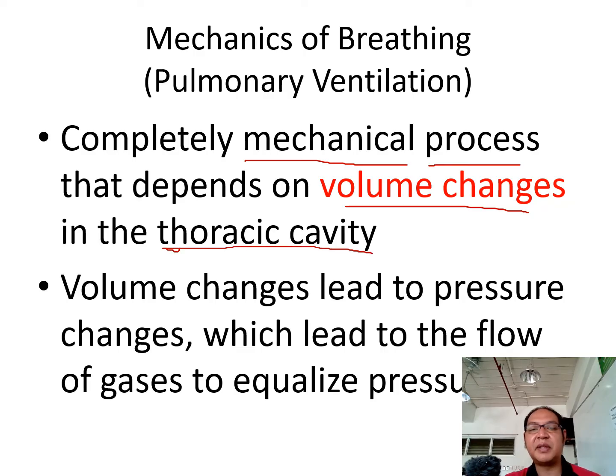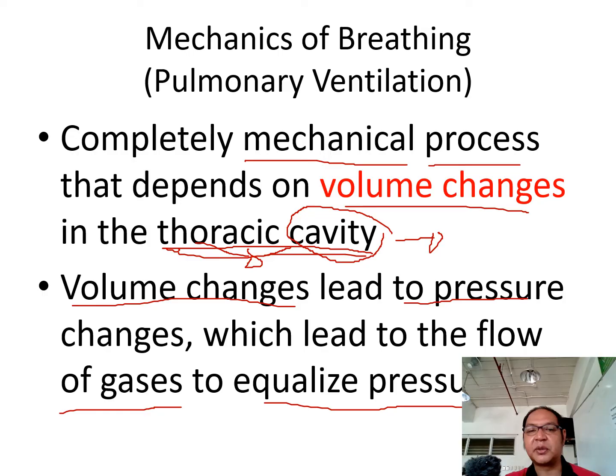What is the thoracic cavity? Again, what is a cavity? Cavity is space. Thoracic cavity is our chest, no? So, space in our chest. So, completely a mechanical process that depends on the volume changes in the thoracic cavity, in our chest cavity, no? Volume changes lead to pressure changes, which lead to flow of gas to equalize pressure.